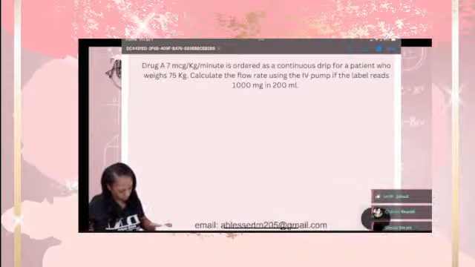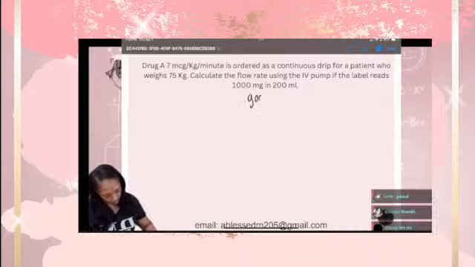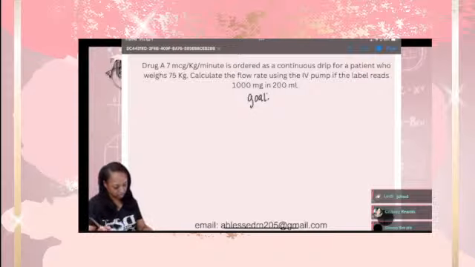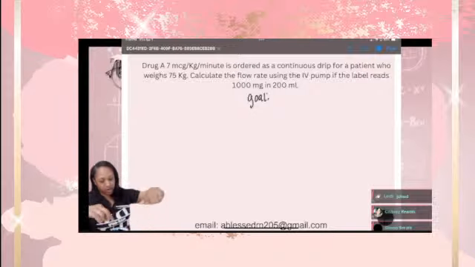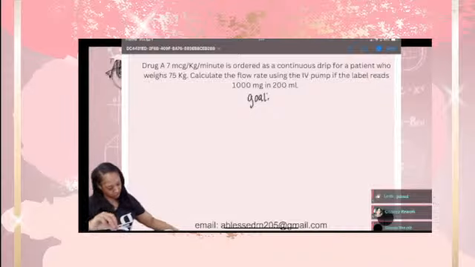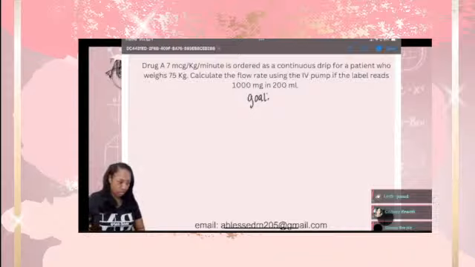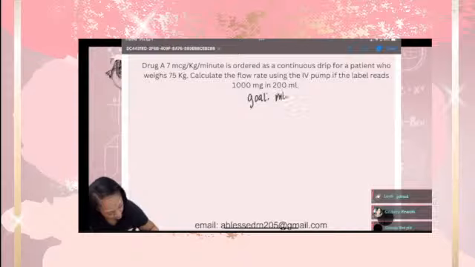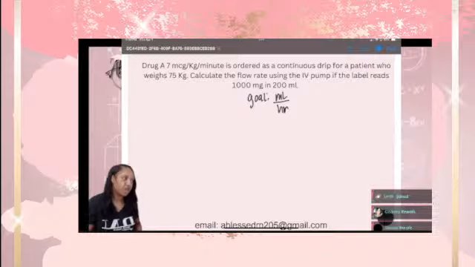Alrighty. So, what is our goal? Our goal is to find the flow rate so we can set the IV pump up. Remember when I said IV pump? That is your keyword, right? So we're looking for milliliters per hour, because you can only give an IV two ways. You can either give it drops per minute or you can give it milliliters per hour. We don't have any tubing with a drop factor here, so therefore it's going to be milliliters per hour, okay?